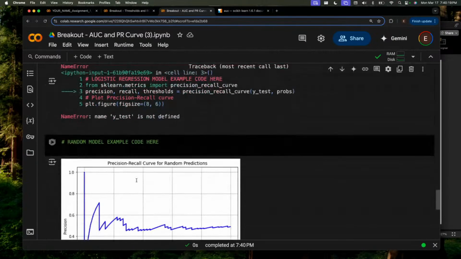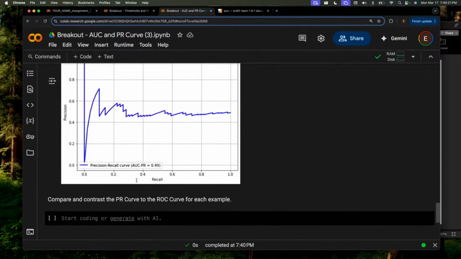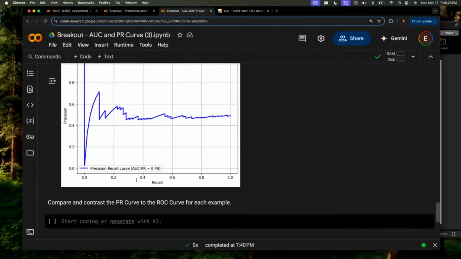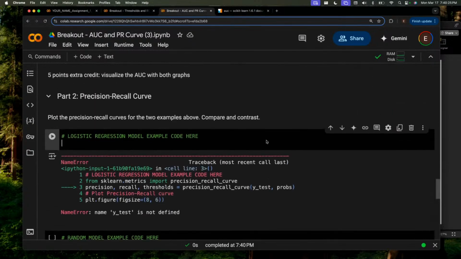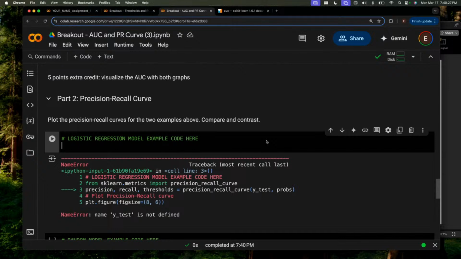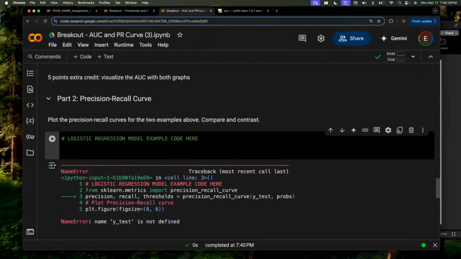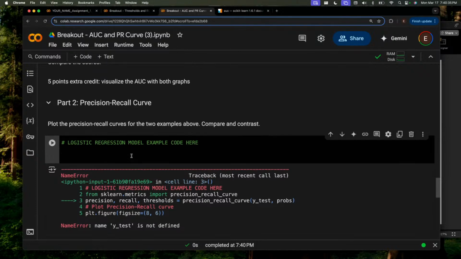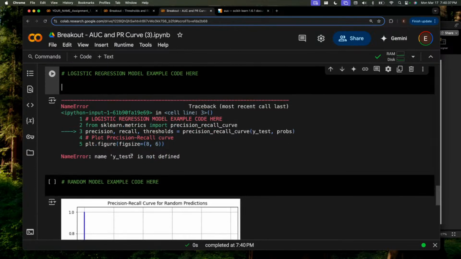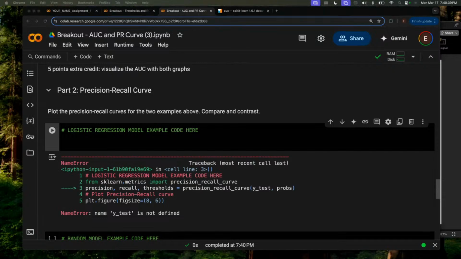And then let's do the precision recall curve. Let's see if we can do the... This will probably, does somebody have code they want to share? This will take a minute.